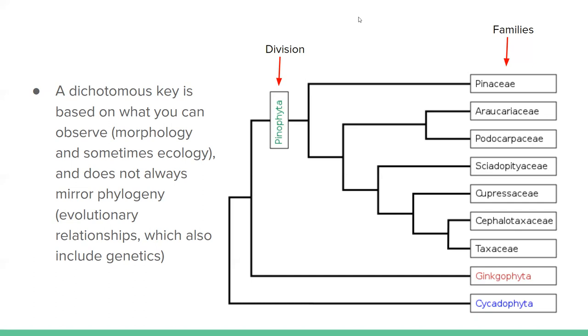This happens to be a phylogeny of conifers, largely. So here we see that we're in the division kind of phyta, and here are some of the families we were looking at. So we had selected species from within these families that are found in Minnesota.